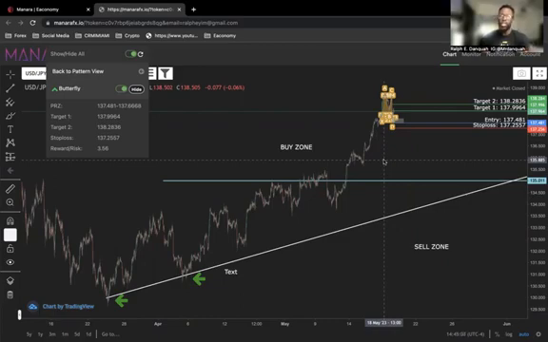Why is that important? Because when you're in a buy zone and Manara's calling a buy, you take the trade. When you're in a sell zone and Manara's calling a sell, you take the trade. When you're in a buy zone and it's calling a sell, we don't take the trade. If we're in a sell zone and it's calling a buy, we don't take the trade.